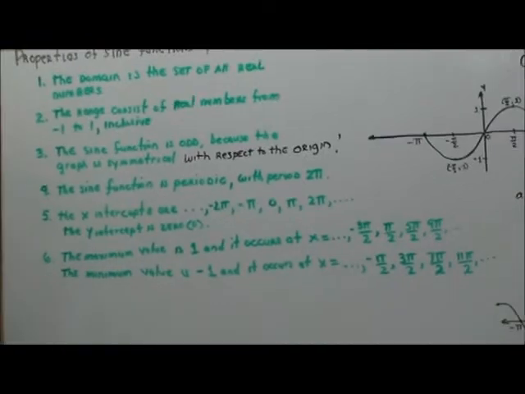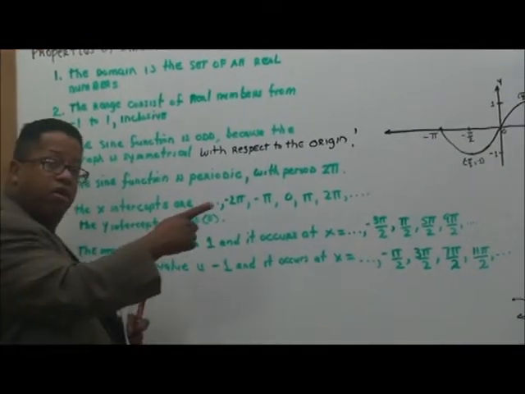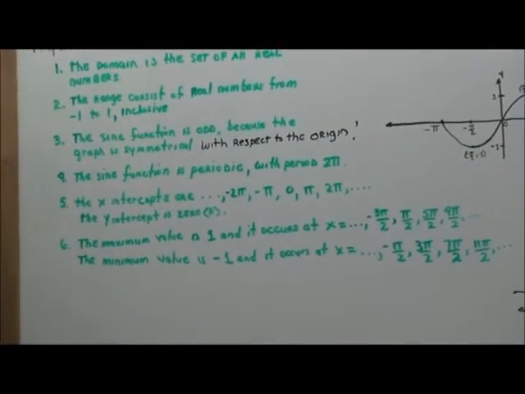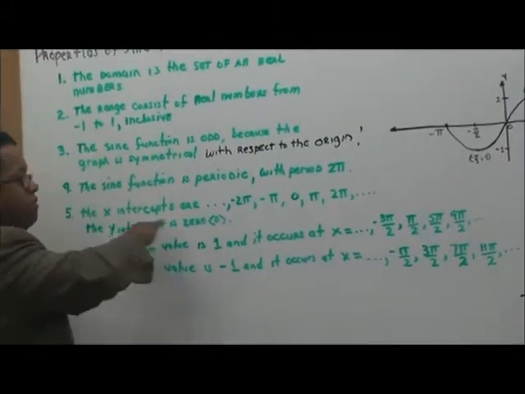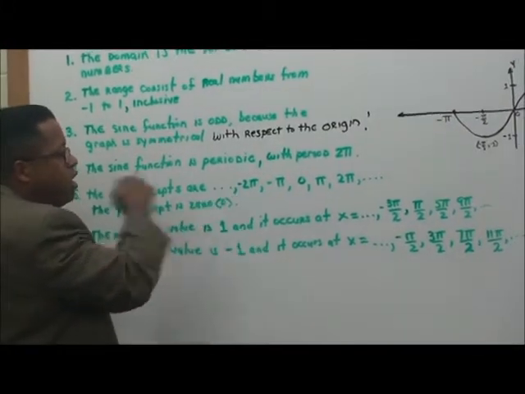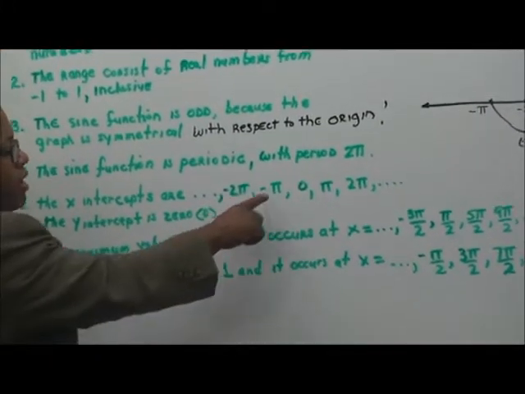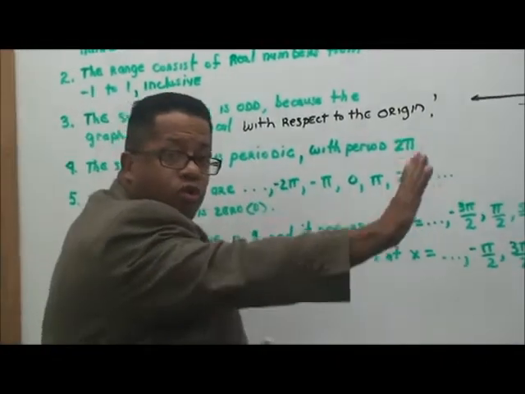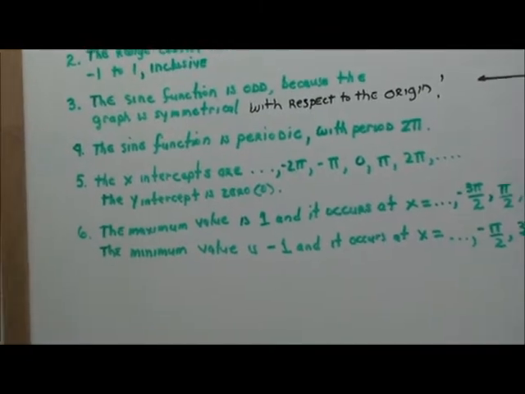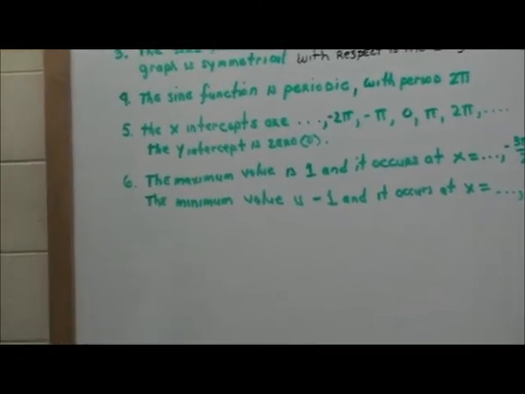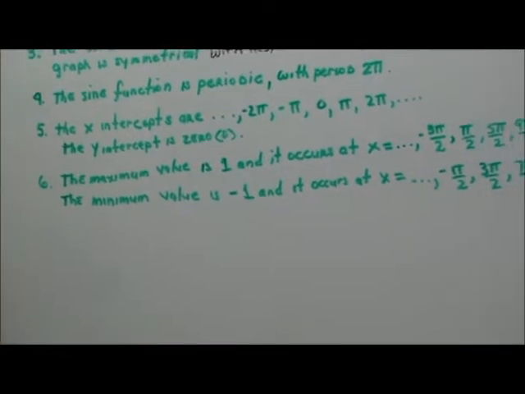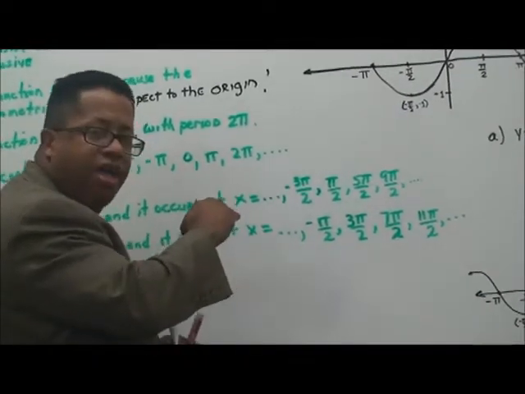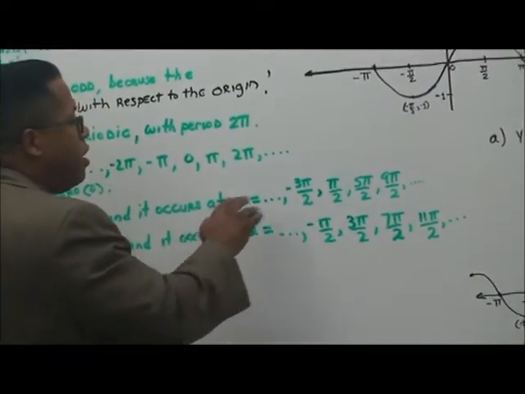Okay? And the sine function is periodic with period 2 pi, and the x-intercepts are established here where you have some values coming from negative infinity to negative 2 pi, negative pi, 0, pi, 2 pi, and so on. We have y-intercept is 0, and our maximum value is 1, and it occurs at x from some values coming from negative infinity to what?